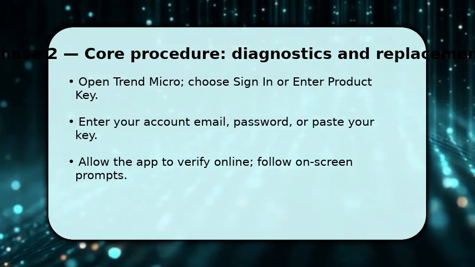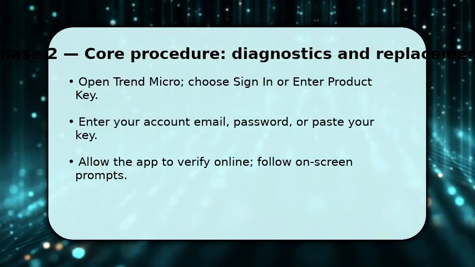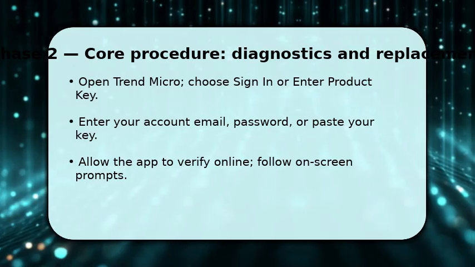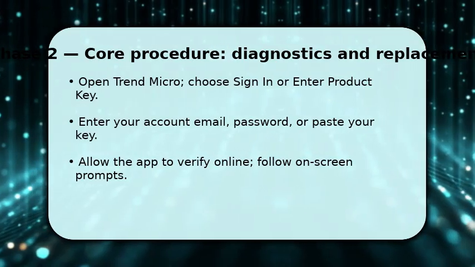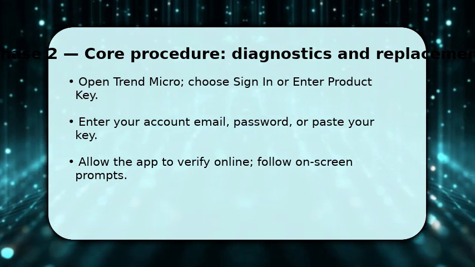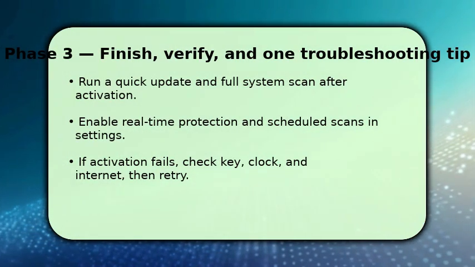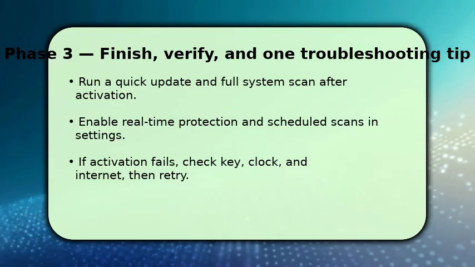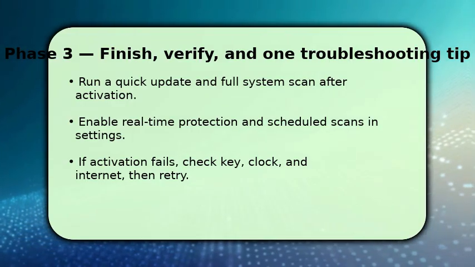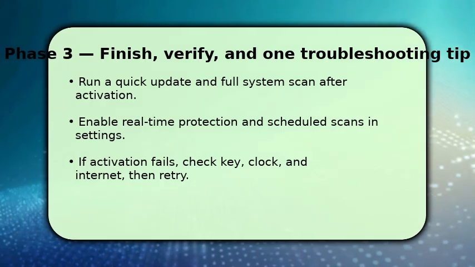The software registers your device to the account. Make sure any firewall prompts allow Trend Micro to communicate. After verification, the product activates and downloads the latest protection updates automatically. To finish, run an update immediately so signatures are current, then perform a full system scan to baseline your system. Make sure real-time protection and scheduled scans are enabled in settings so you stay protected.